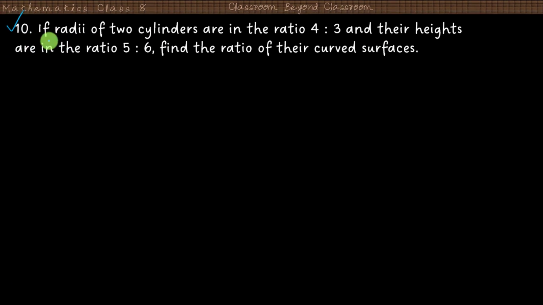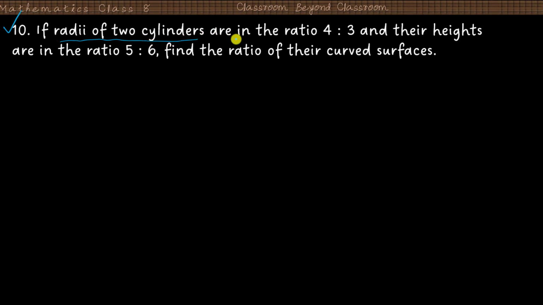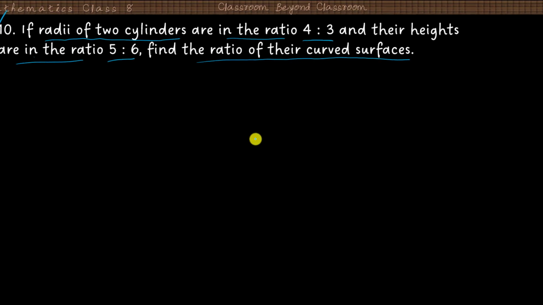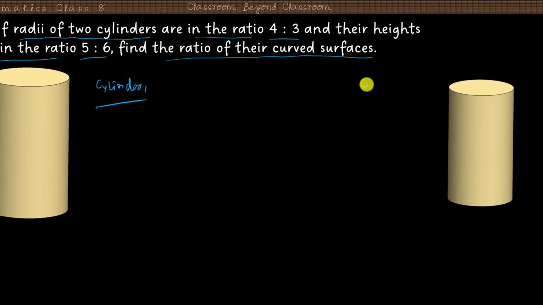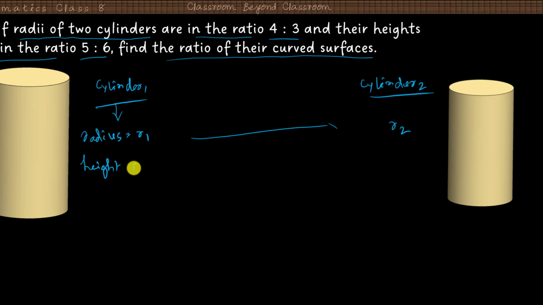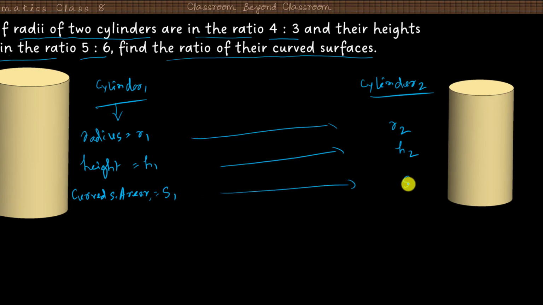Question number 10, the last question. If radii of two cylinders are in the ratio 4:3 and their heights are in the ratio 5:6, find the ratio of their curved surfaces. So there are two cylinders, cylinder 1 and cylinder 2. Suppose for cylinder 1, radius is equal to R1, and for cylinder 2, radius is R2, and height of cylinder 1 is equal to H1 and height of cylinder 2 is H2, and curved surface area of cylinder 1 is equal to S1 and cylinder 2 is S2.